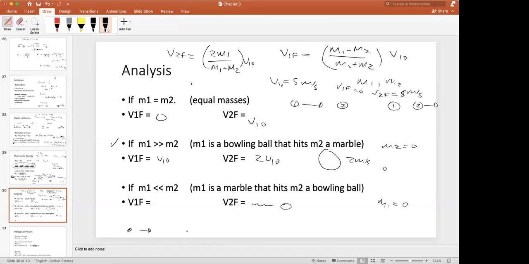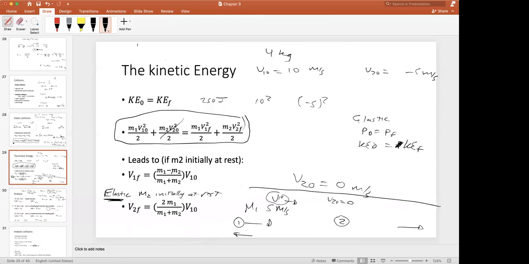What happens to the marble when it hits the bowling ball? Well, you can see if M1 is 0, that we get negative M2 over M2, which is essentially negative V1 initial, which means after the collision, the marble just bounces off the bowling ball and heads back the other way. And that's it. That's all you need to know about elastic collisions. We will have elastic collisions where mass 2 is at rest. You just use these two equations to find the final velocity for mass 1 and mass 2.